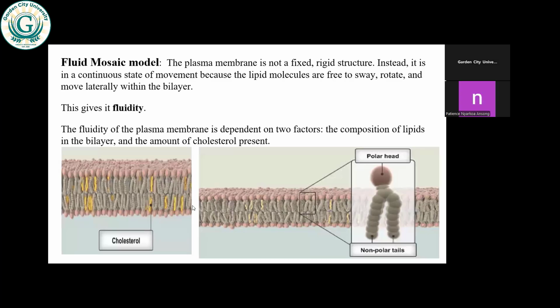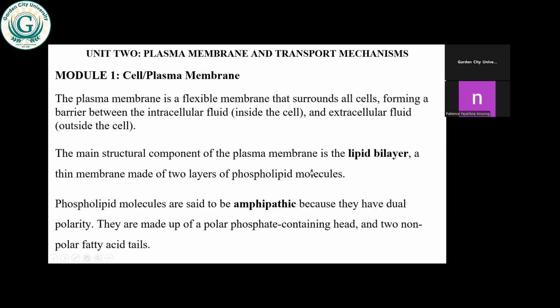The cell membrane is made of phospholipids. I've mentioned that, and it has two polarity ends, the polar head and the non-polar tail.